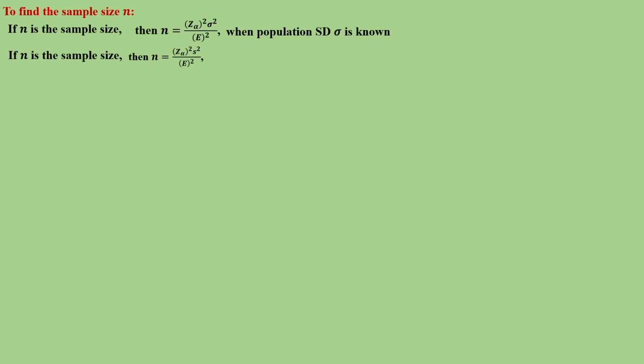To find the sample size n, the formula is n equals z alpha squared sigma squared by e squared, where e is the standard error and the population standard deviation is known. Suppose they have given the sample standard deviation, then just replace sigma by s, that's all. So n equals z alpha squared s squared by e squared. E is the margin of error or sampling error.